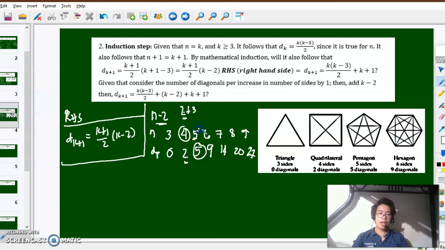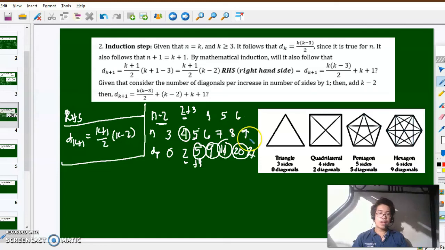And then we have here 6. So 6 minus 2 is 4, and 4 plus 5 will give you 9. Then we have here 7. 7 minus 2, the sides minus 2, so that's going to be 5. And 5 plus 9 is going to give you 14. The next one is 8. So 8 minus 2 is 6, and 14 plus 6 gives you the diagonal 20.